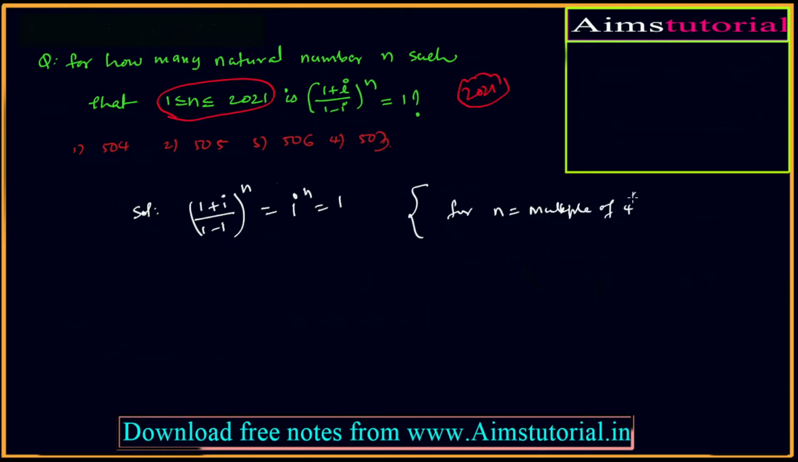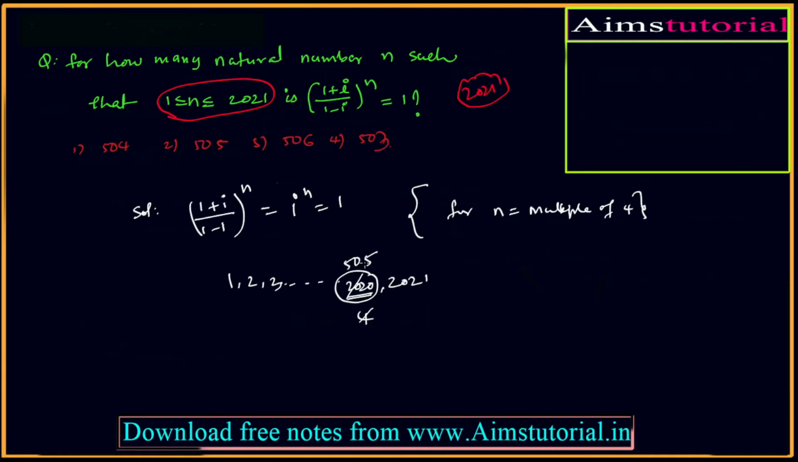Multiples of 4. The given question: how many multiples of 4 are there between 1 to 2021? Between 1 and 2021, the last number which is divisible by 4 is 2020. Now divide 2020 by 4. If you divide 2020 by 4, 4 fives are 20, so 505. So in total there are 505 numbers.